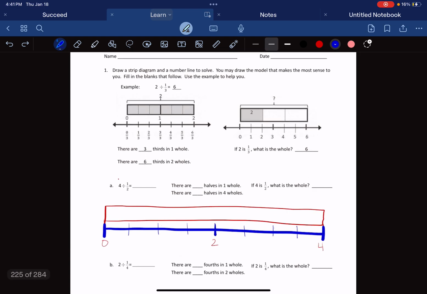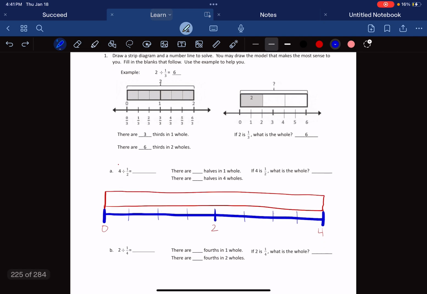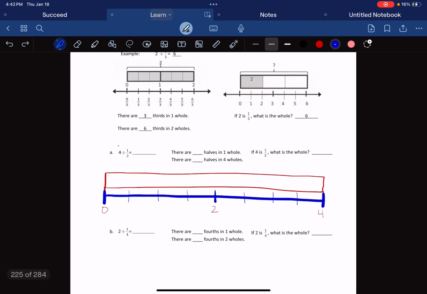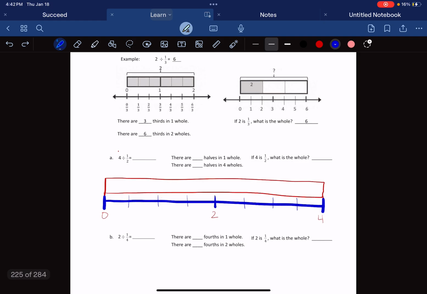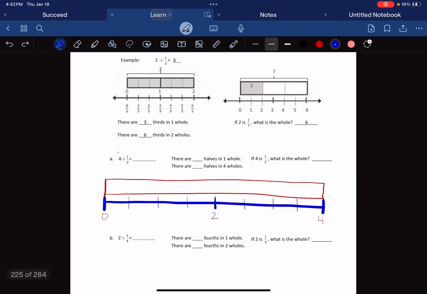They have done an example here for us with the models, but I'm going to work on 1A. It tells me to draw a strip diagram and a number line to solve this, so make sure you draw that and use the number line. Reminder, if they tell us to use something, we use that, because on a test we need to follow those directions so that we can get full credit on our test scores.